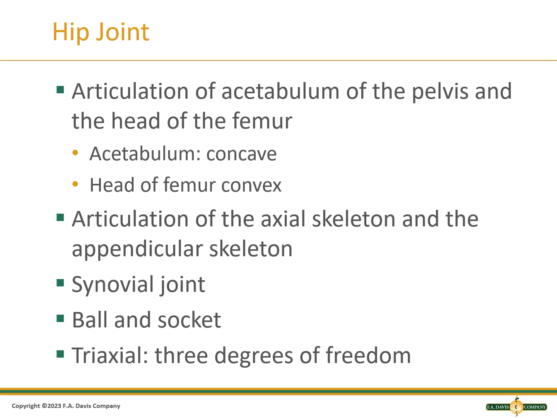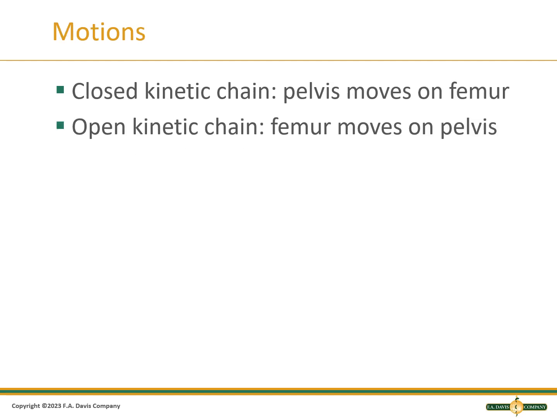The articulation of the axial skeleton and the appendicular skeleton happens at the hip, so this is where our trunk meets our lower extremity. The hip is a synovial joint. It is also referred to as a ball and socket joint because it is a ball-shaped femoral head with a socket-shaped acetabulum. And it is a triaxial joint with 3 degrees of freedom.